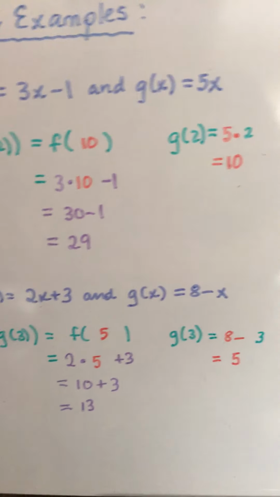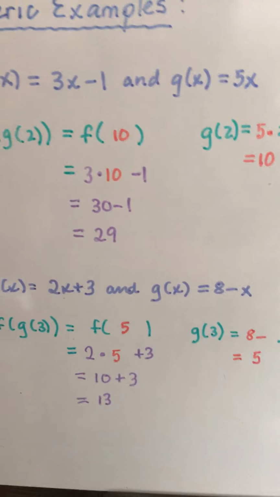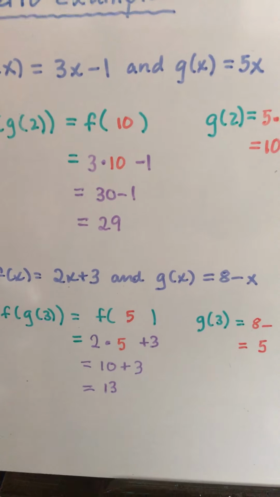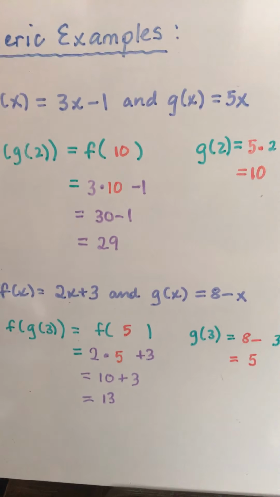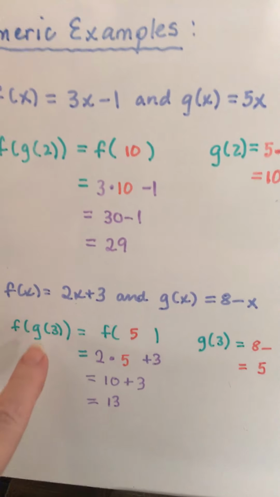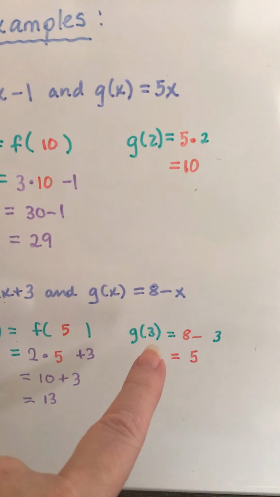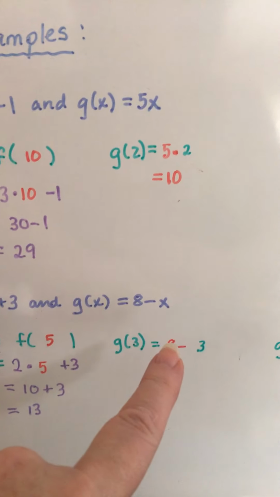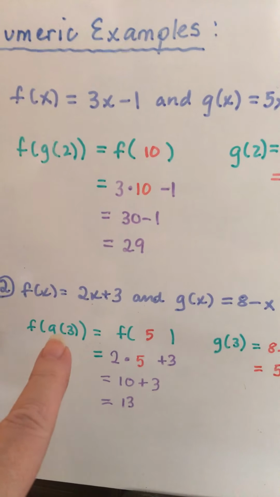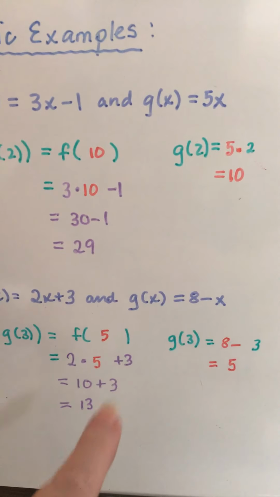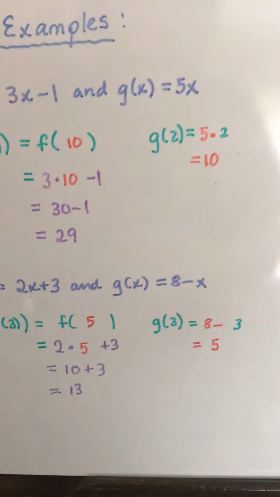Now for my second example, here's another one, and I do these in linear functions just to get the idea across. You all should have this stuff down at this point. I want f of g of 3, so I have to figure out what's g of 3. Well, g of 3 said to put it in for x. 8 minus 3 is 5, so g of 3 is 5. F of 5 is 2 times 5 plus 3, and I get 13.